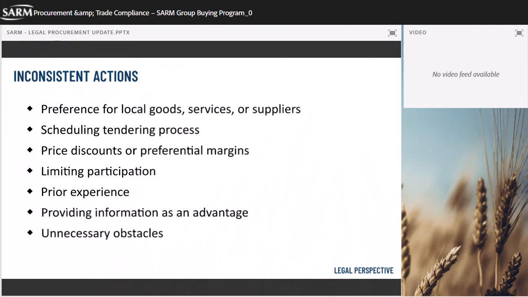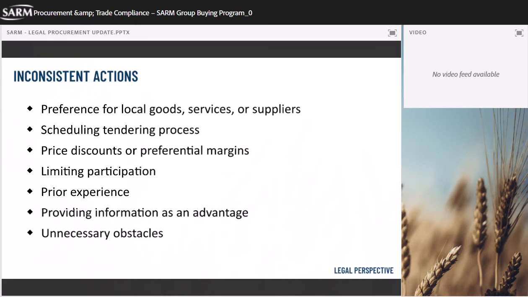Here are some examples of actions that are considered inconsistent. The first is a preference for local goods, services, or suppliers. Next, scheduling events in the tendering process to prevent certain suppliers from submitting tenders. That would be relevant where certain vendors have specific seasons that are very busy. So scheduling a tendering process to avoid and prevent other suppliers from participating is inconsistent with the Act.